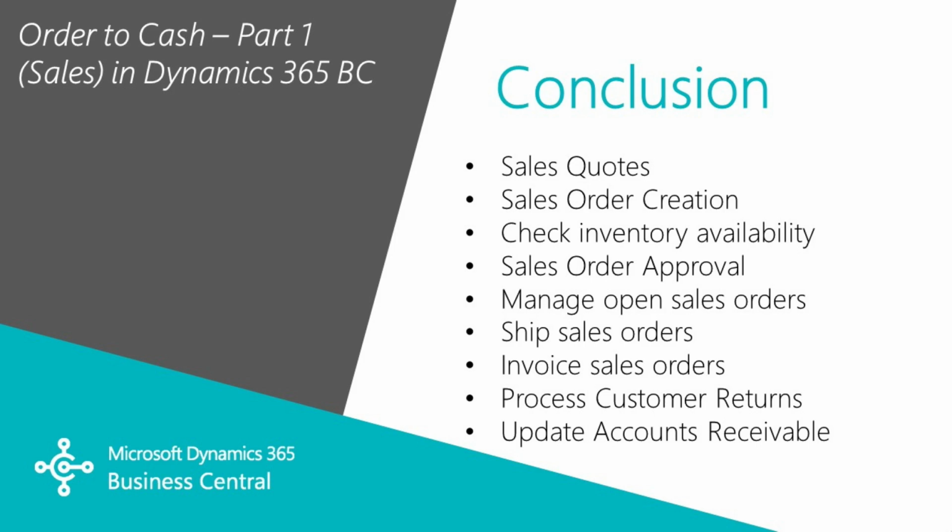We started with a sales quote, turned that into an order, checked inventory availability, found out that some was not going to be available in the future. We initiated the workflow for the sales orders. The shipping department looked at the open sales orders, shipped the first line item, waited to ship the second, then we invoiced the sales order and processed 1 customer return on that order. And this is a complete sales process in Dynamics 365 Business Central.